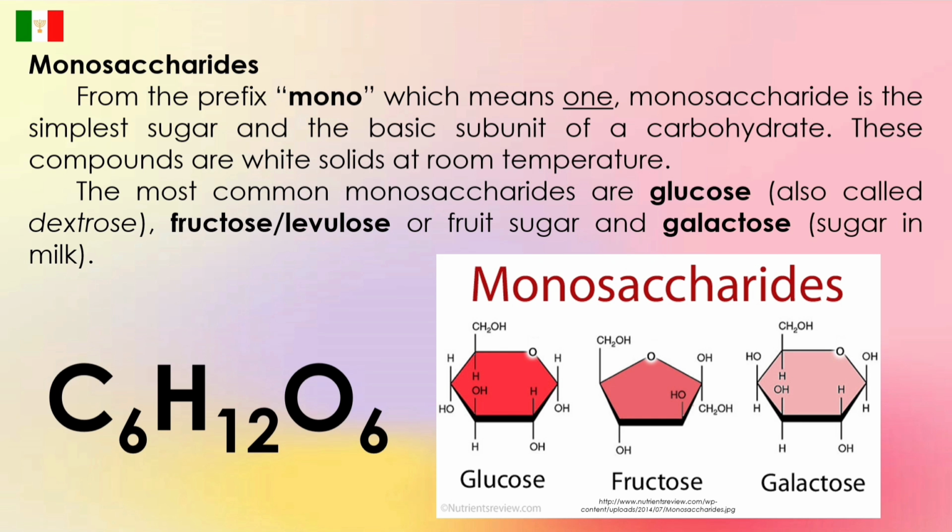The most common monosaccharides are glucose. This is also known as dextrose, one of a group of carbohydrates known as simple sugars. Next is fructose, or in other terms, levulose. This is a sugar from fruits. The last one is galactose. This is a sugar in milk.